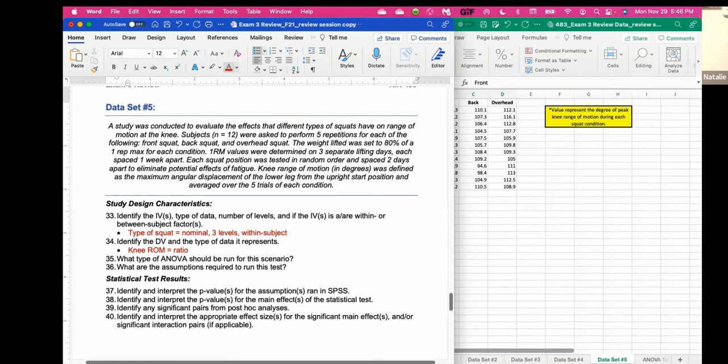We have had range of motion examples where it was interval. So if I gave you a range of motion question on the exam and you put interval, I would probably still count it as right because of the examples we've had previously.